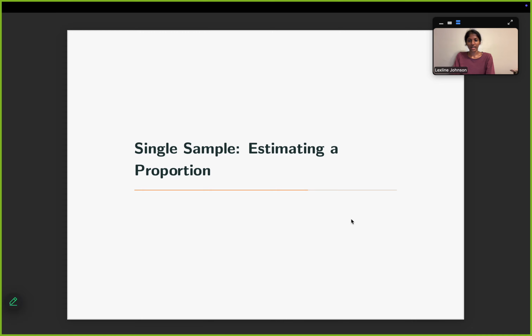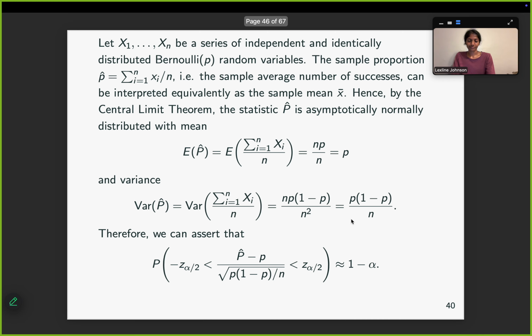Hi, okay, so now I'll be going over estimating a proportion. Say that we have a series of independent and identically distributed Bernoulli random variables. In this case, our sample proportion will be equal to the sample average of the number of successes, and so it's basically the same as the sample mean in this kind of distribution.